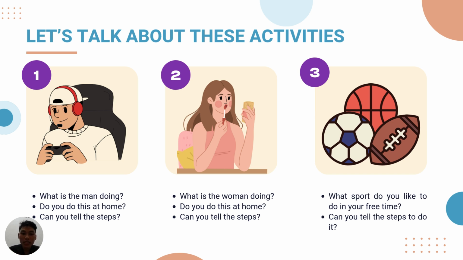And now let's talk about these activities. The first activity, we got pictures here. What kind of picture is that? A person who plays games. Good one. Do you do this at home? Kalian ngelakuin ini juga? Kalian bermain game juga di rumah? What kind of game is that? You got it. And can you tell me the steps how to play that game? For example, you play Mobile Legends. Can you tell me how to play Mobile Legends? Right.